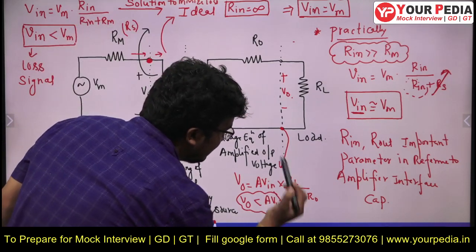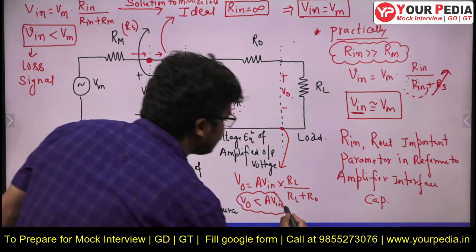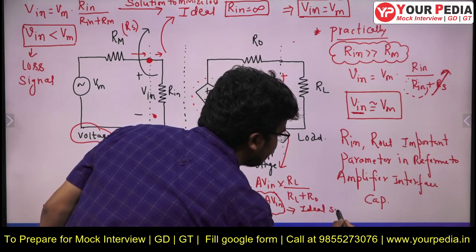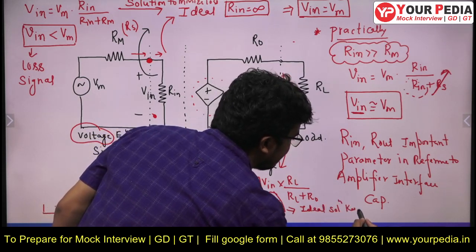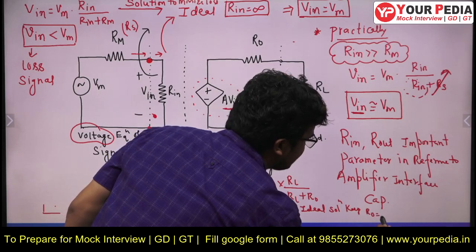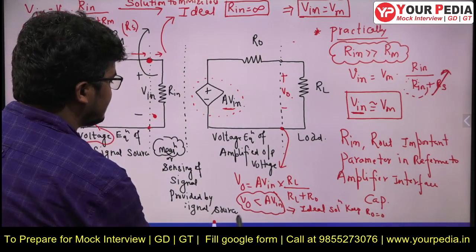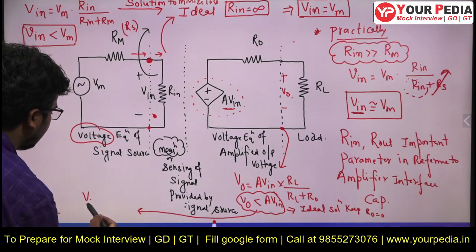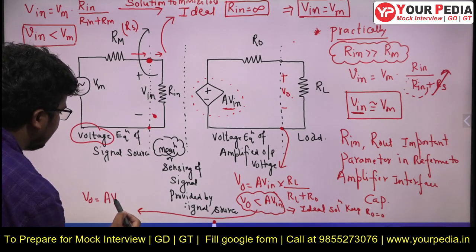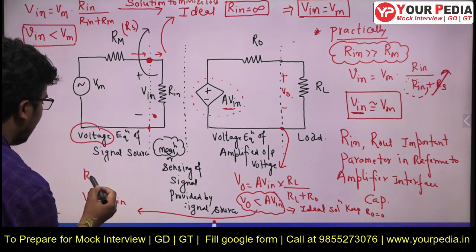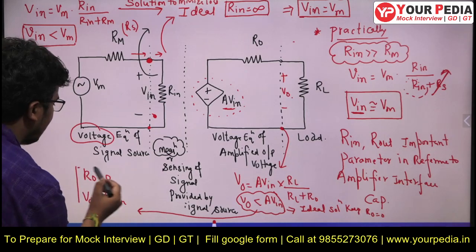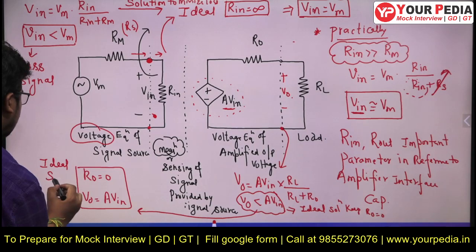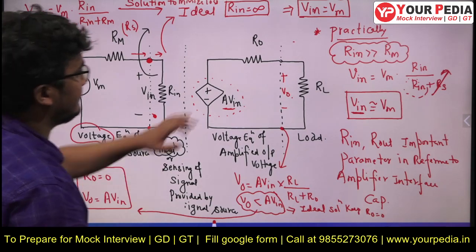So how can we minimize that? Again, what will be the ideal solution? Keep R naught 0. If R naught is equal to 0, your output is going to be equal to A V in. So this is again the ideal solution, not a practical solution. This is the ideal solution to minimize the losses at the output coupling.